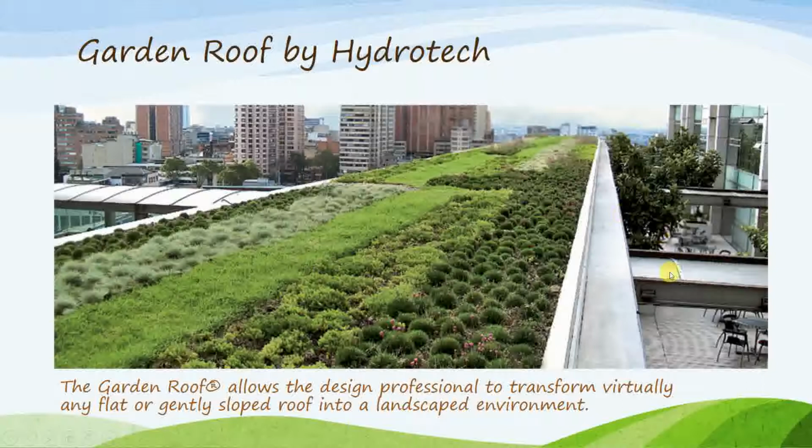So you see here, this is a building with a garden on the roof. The garden roof allows the design professional to transform virtually any flat or gently sloped roof into a landscape environment. I mean, you see, this is a really pleasant environment compared to this one where there is no planted area.